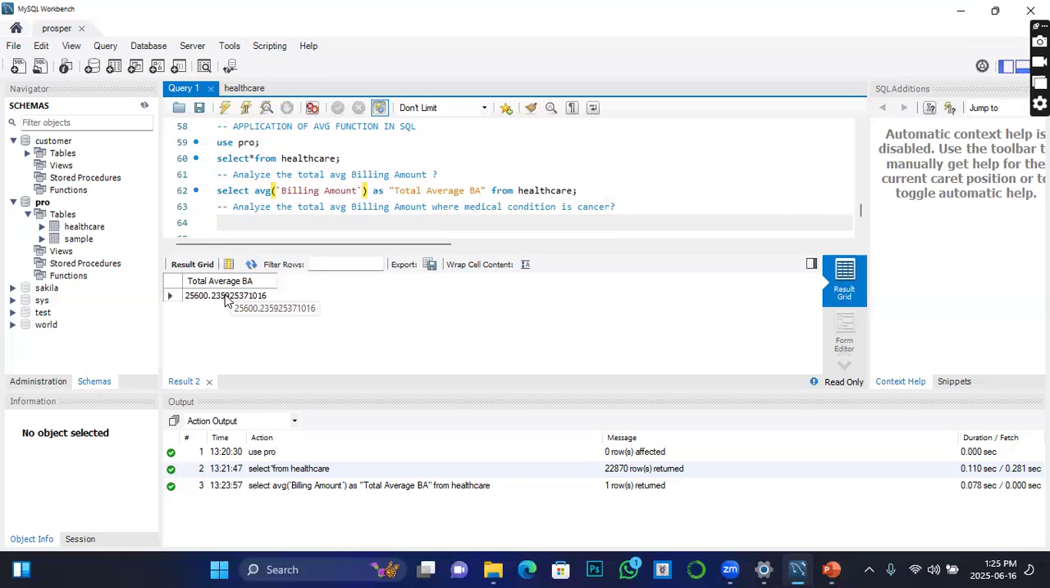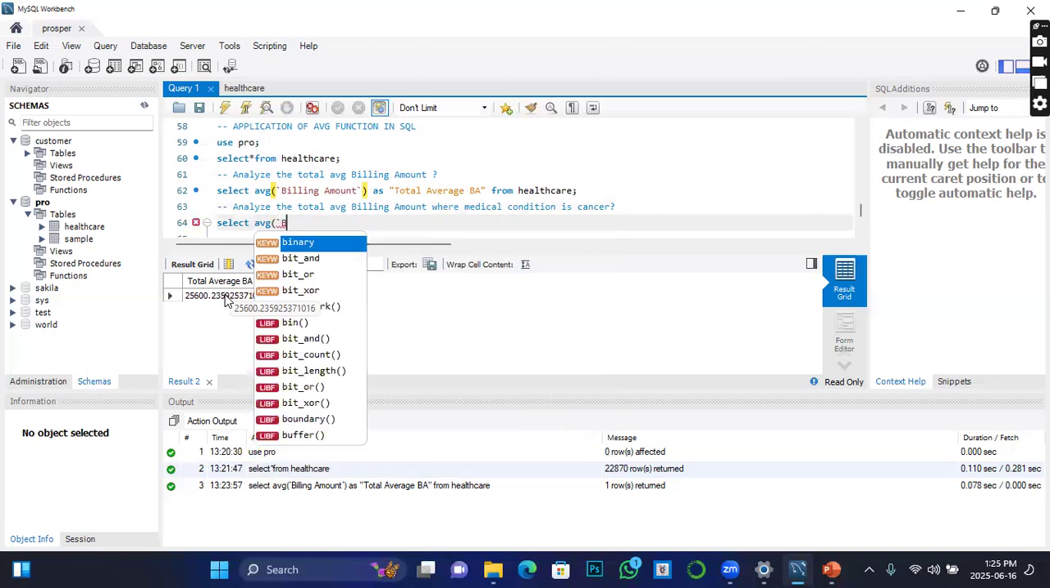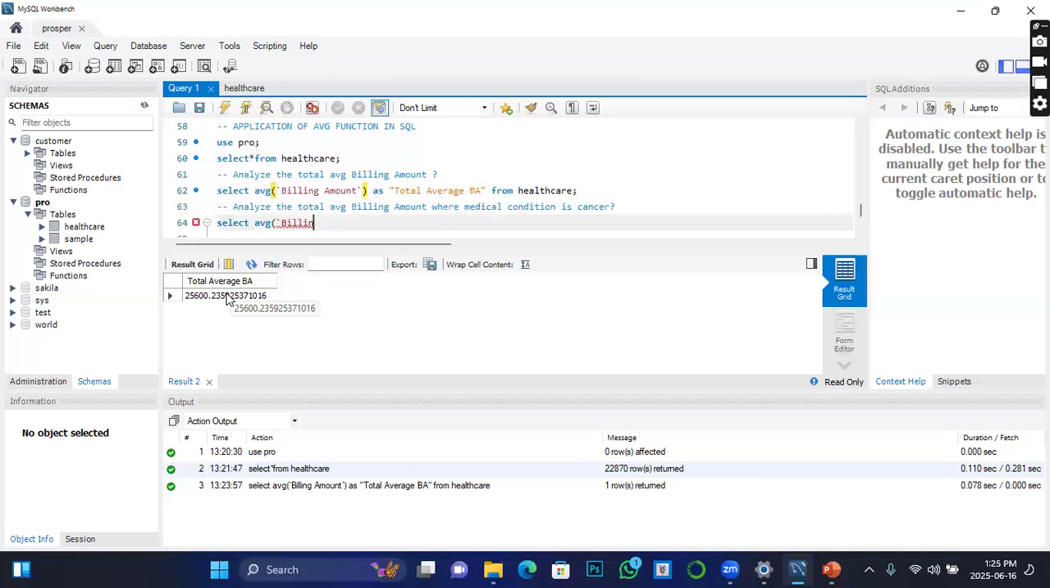So the syntax is going to be, using that same concept, select average billing amount as average AVG cancer. Let me just use that to save my time.